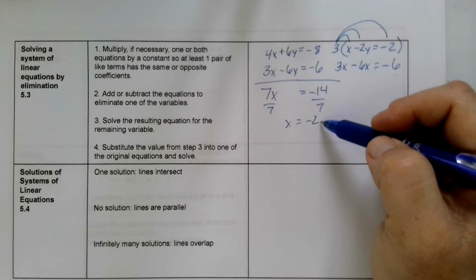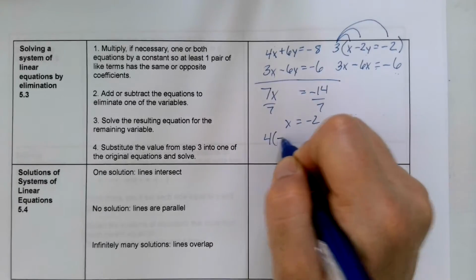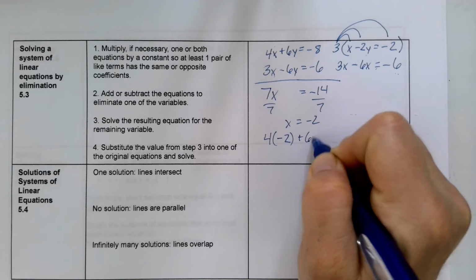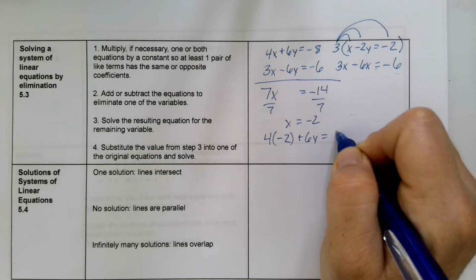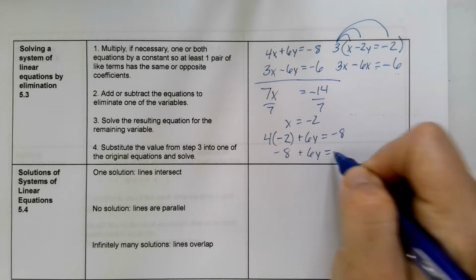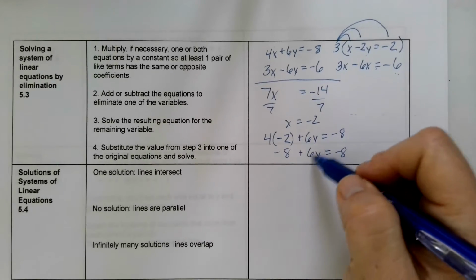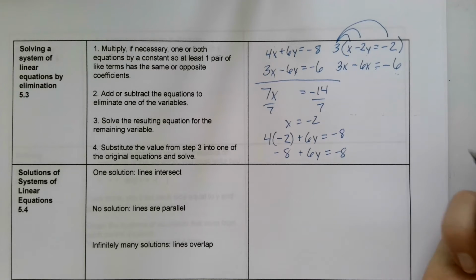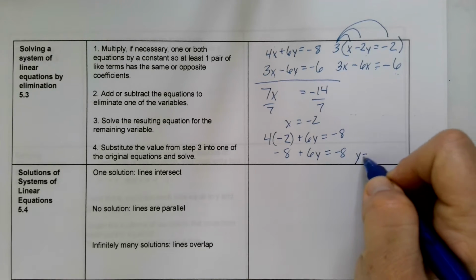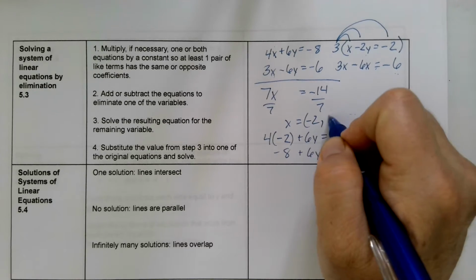Now, once we have that, we can put it back into one of the original equations. 4 times a -2 plus 6y equals -8. So we have -8 plus 6y equals -8. And we would say, hey, we know that's going to be 0. So our y is equal to 0. So here's our ordered pair, -2, 0.